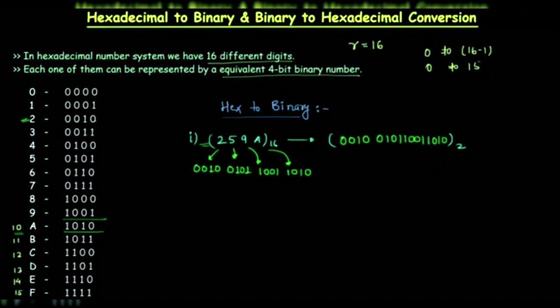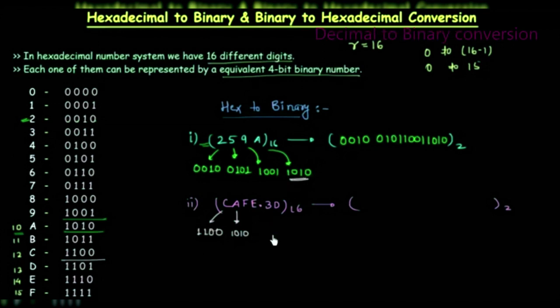Now we will move to second example. The hexadecimal number is CAFE.3D. This is the hexadecimal number, and we want the binary equivalent of this number. We will again use this table. C is represented by 1100. A is represented by 1010. We have already seen. F is represented by 1111. And E is represented by 1110.